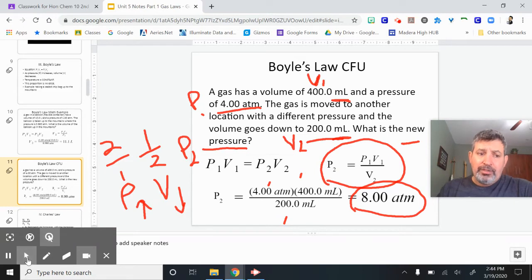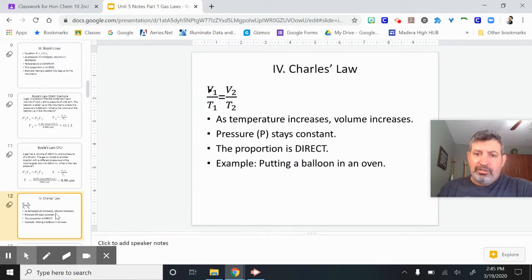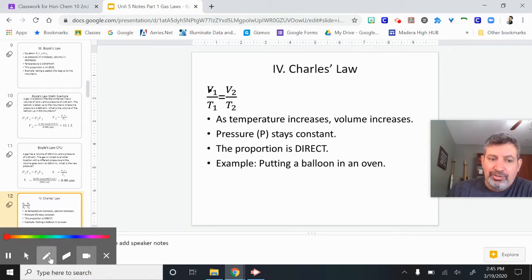Okay. All right, let's look at Charles' law, which we sometimes affectionately call Chuck's law, as a nickname for Charles. So Chuck's law: as temperature increases, the volume is also increasing.